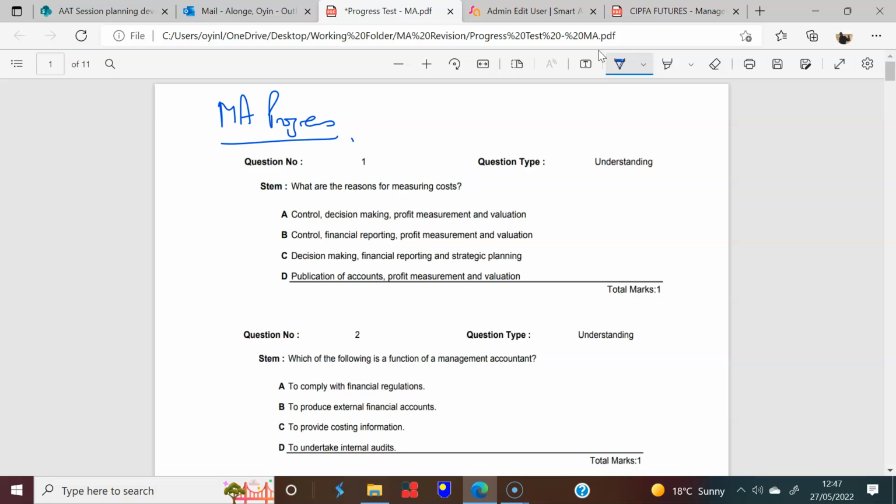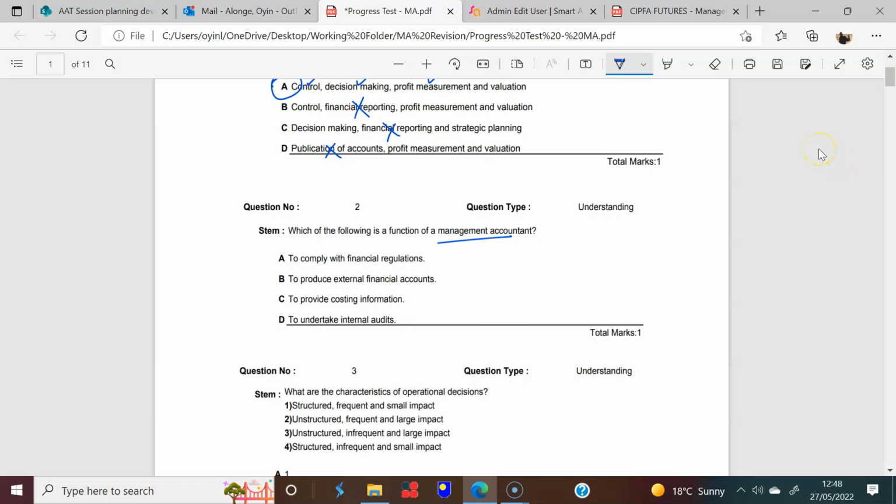Right, so this question starts off with, what are the reasons for measuring costs? Quite a nice question really. In a way, you almost have to go via process of elimination. So we don't measure costs because of publications, not really for financial reporting. I'm looking for what else. Financial reporting doesn't work here, but control works, decision making works, profit measurement works, and valuation works as well. So it's more about eliminating and arriving at an answer. So your answer there is A, right?